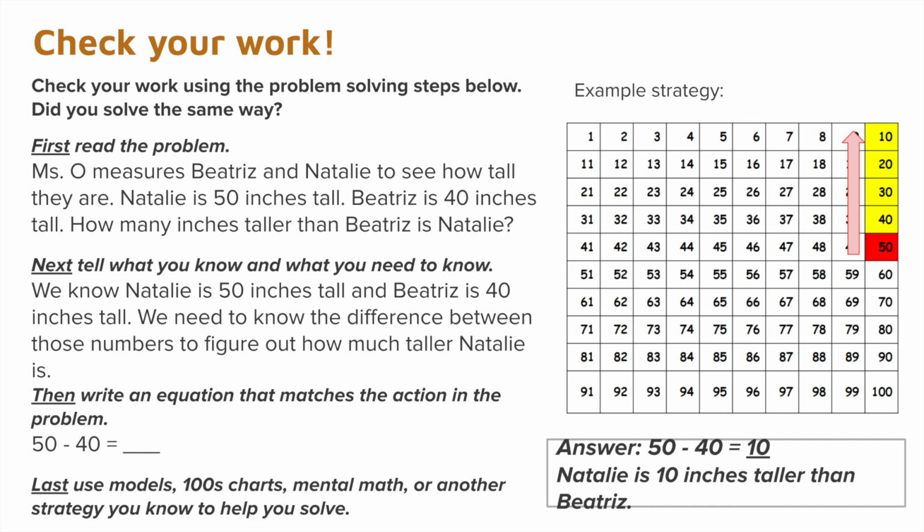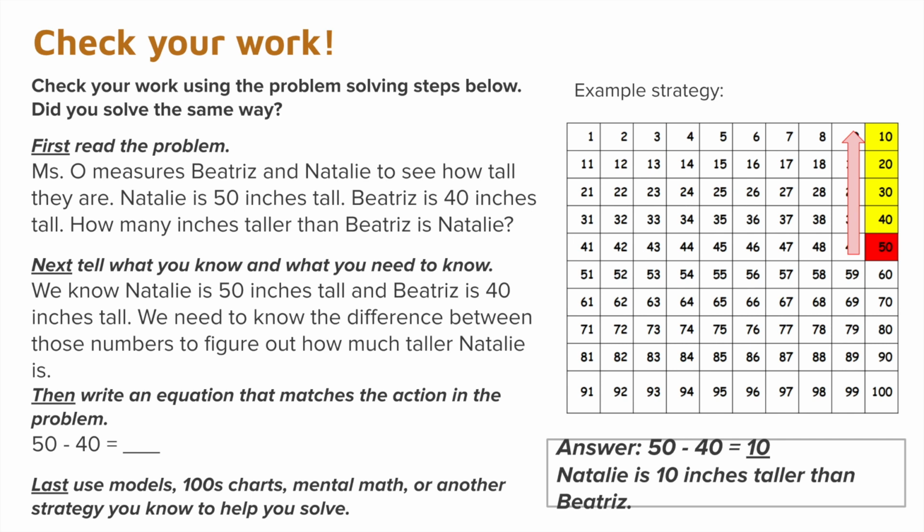One way that we could do is that we could solve by using an equation. We would be comparing Natalie and Beatrice, and we learned that comparing means to subtract. So 50 minus 40 equals blank. Last, you would be solving the problem either using models, a chart, mental math, or another strategy or tool that you know. You could use a numbered chart. Once you have decided, then you should have your answer, right? Our answer is 50 minus 40 equals 10. Therefore, Natalie is 10 inches taller than Beatrice.